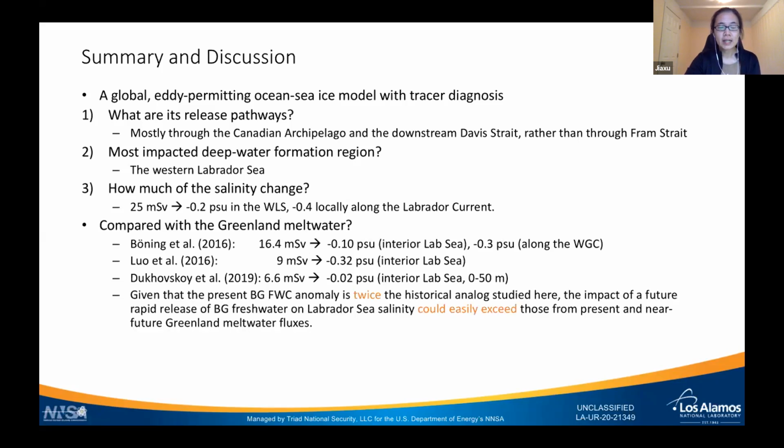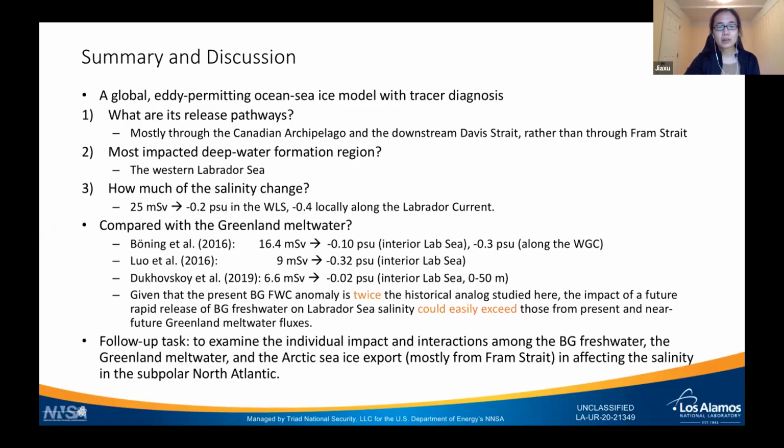Given that the present Beaufort-Gyre freshwater content anomaly is already twice the case we studied here, we anticipate the impact of a future rapid release of Beaufort-Gyre freshwater on Labrador Sea salinity could easily exceed those from the Greenland meltwater fluxes.